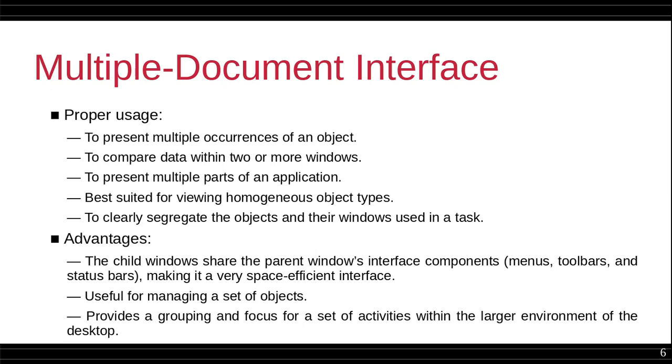Proper usage is to present multiple occurrences of an object, to compare data within two or more windows, to present multiple parts of an application best suited for viewing homogeneous object types, and to clearly segregate the objects and their windows used in a task. Advantages are: the child windows share the parent window's interface components, menus, toolbars and status bars, making it a very space efficient interface. It is useful for managing a set of objects, and provides a grouping and focus for a set of activities within the larger environment of the desktop.